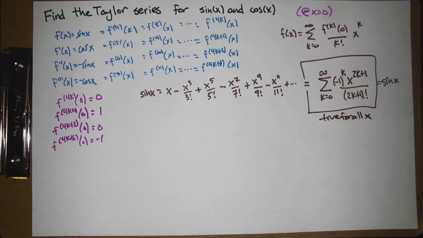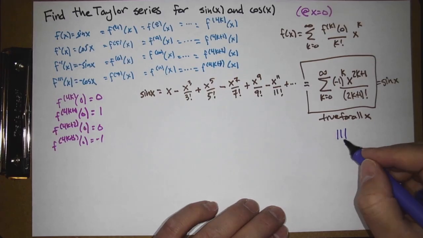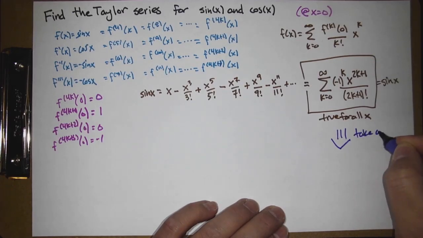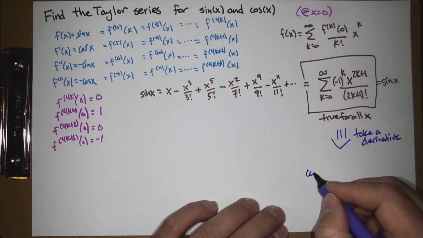Now, what about cosine? What can we do? Well, we can repeat the argument, or we can say, you know what? I don't feel like writing a lot of stuff down. I already have sine. What can I do to sine to make cosine? Derivative. And we've already talked about calculus. So, take a derivative. Derivative of sine will give us cosine.